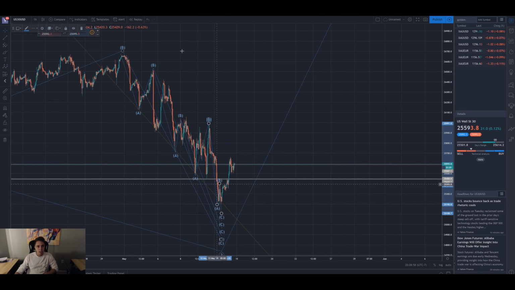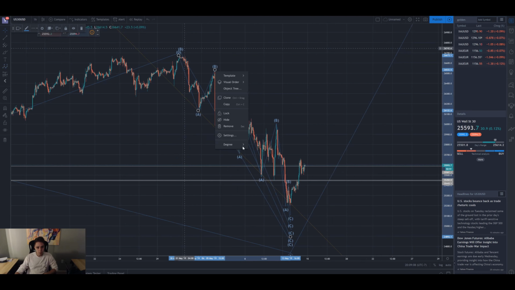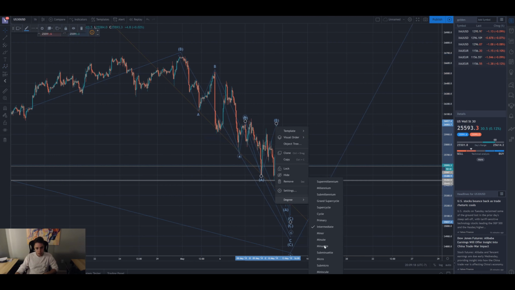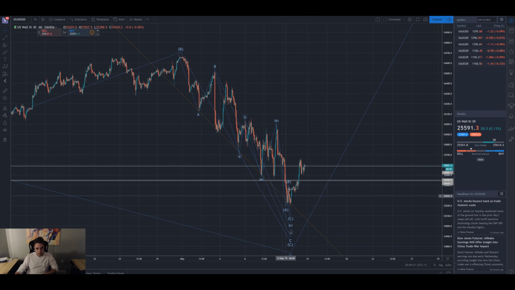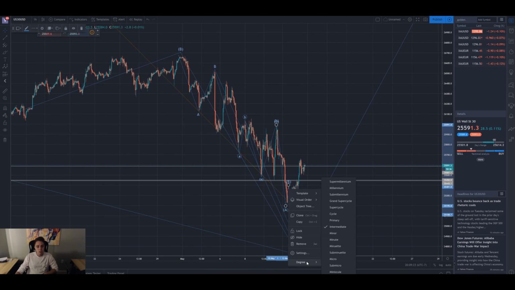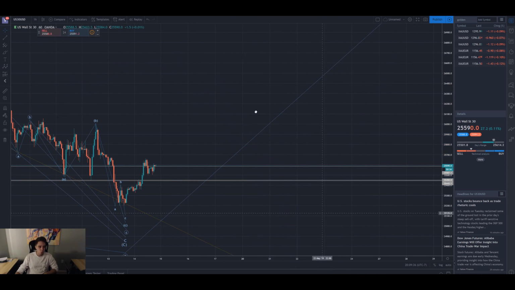So again, we already have the intermediate. That's this upper B up here. So we're going to have to change all of these. This one should be a minor. This one should be a minute. This one should be a minuet. And lastly, this one should be a subminuet. And basically, that is the last one that you can see on this time frame.